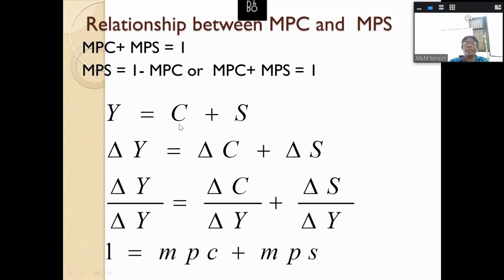Here, Y is equal to C plus S. Once there are changes in the income, that again changes the consumption as well as the saving. Therefore, the income changes by delta Y, which leads to changes in the consumption as well as the saving. To derive the MPC as well as the MPS, we divide the whole equation by delta Y. Here delta Y divided by delta Y is equal to 1. We know that delta C divided by delta Y is the MPC. Again, delta S divided by delta Y gives the MPS. Therefore, MPC plus MPS is equal to 1.